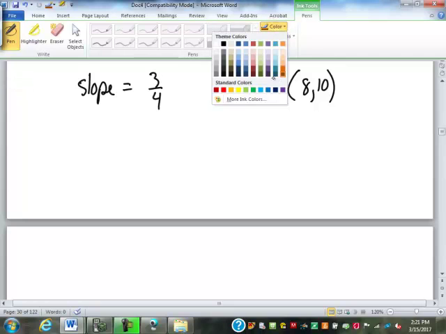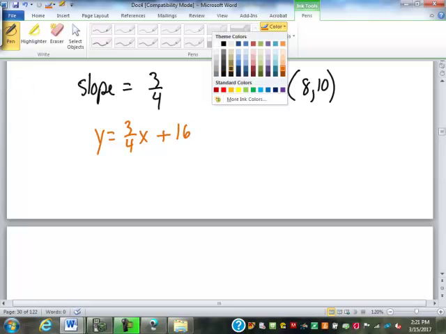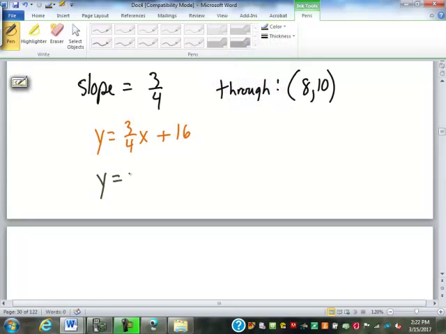Okay, let's take a peek at how you're doing here. Okay, y equals 2/4 x plus 16, you say? Okay, let's check her out. Let's see if that's what we get. So y equals 3/4 x plus b. And to find b, what goes in for y? 10. And of course for x is 8.